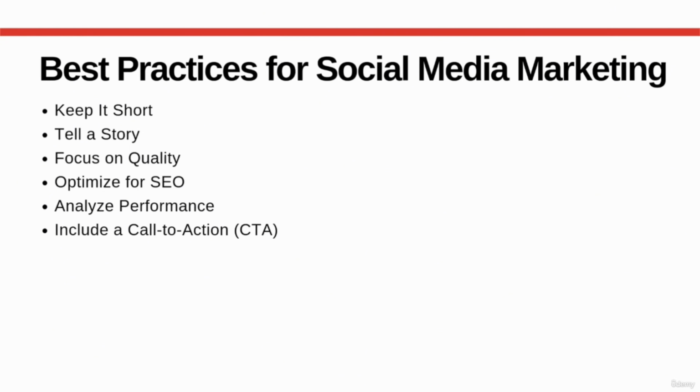Best practices for social media marketing are: first, keep it short. Attention spans are limited. Get to the point. Tell a story. Captivate your audience with narratives. Focus on quality. Quality content builds trust and engagement. Optimize for SEO. Use relevant keywords to enhance visibility. Analyze performance. Regularly review metrics to inform your strategy.